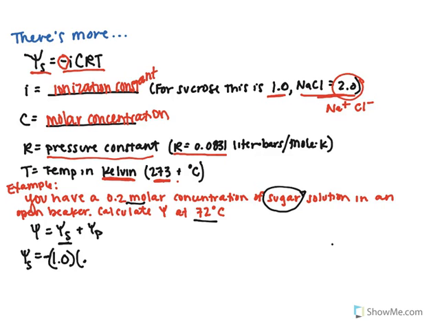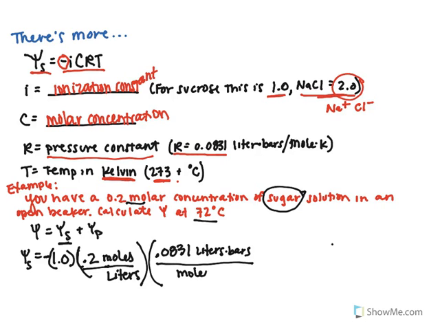And it gave us C, 0.2. And it gave us molar. And we know that molar is actually moles over liters. And then we have to plug in our R, which it gives us. It is 0.0831 liters times bars over moles times Kelvin. And then we have to add in our temperature. It gave us degrees Celsius, so we have to turn that into Kelvin. So it is 273 plus 72, and that is going to be in Kelvin.